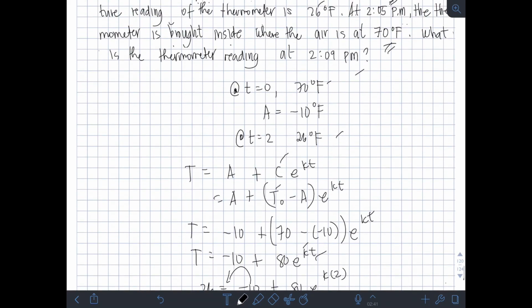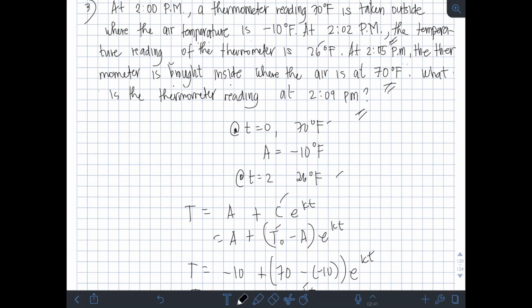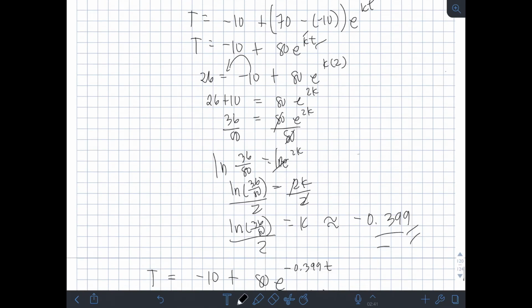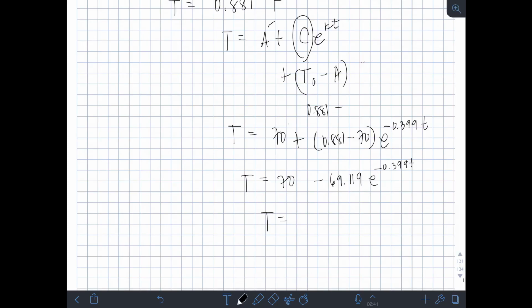So, the question is, what is the temperature at 2:09 p.m.? What T do we substitute here? 9? No, because our reference is now 2:05, since that is when it was first brought back inside. How many minutes passed from 2:05 to 2:09? 4 minutes, so T is 4. So T equals 70 minus 69.119 e raised to negative 0.399 times 4. This will be the temperature of the thermometer at 2:09 p.m. Using a calculator, it is 55.991 degrees Fahrenheit.